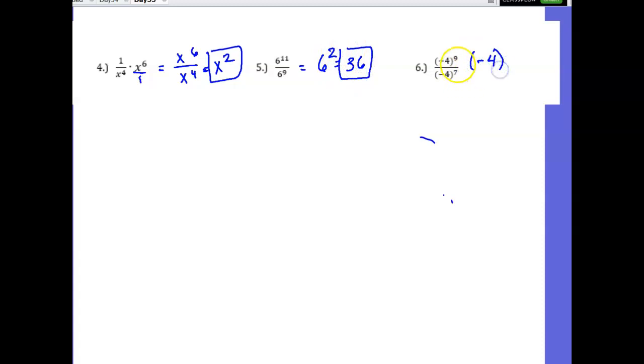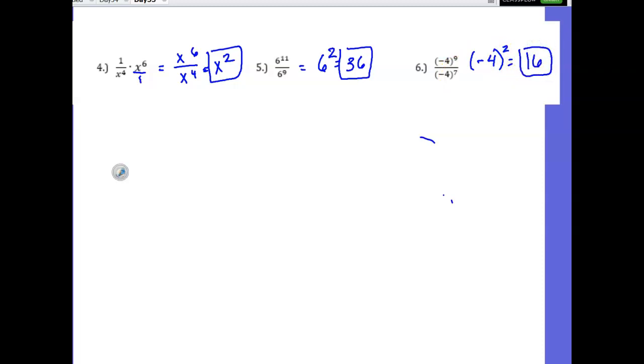This one looks a little weird, but you just think of this as another fraction, put it over 1, go straight across, and you're going to get x to the 6th divided by x to the 4th. So then our rule applies. We have the same base, we subtract the exponents, we end up with x squared. Next, 6 to the 11th divided by 6 to the 9th would just be 6 squared, which would be 36. And -4 is the base here. 9 minus 7 is 2. Again, a negative times a negative is a positive, so we would just get 16.